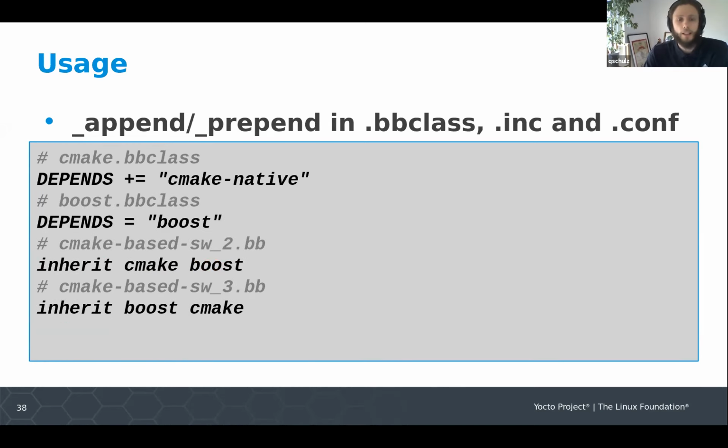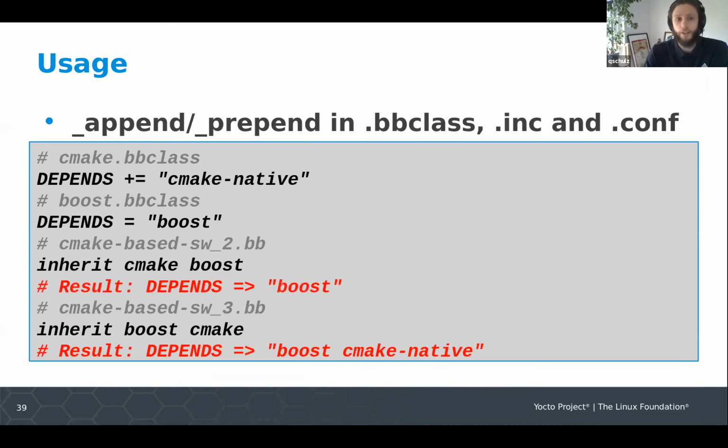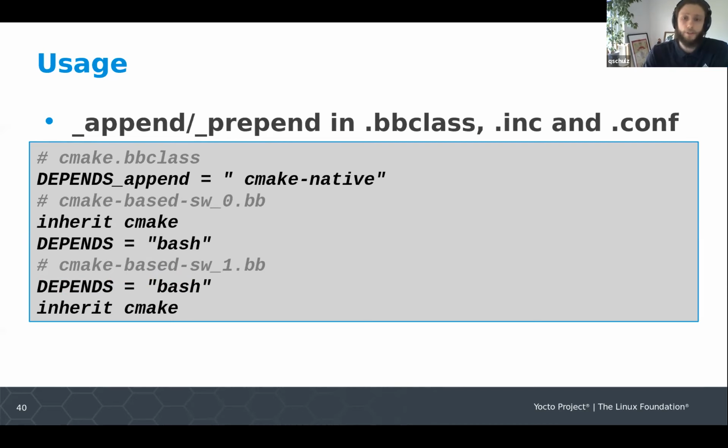And to make it safe, use append or prepend, and this should make it possible to be safe on that side. And the same issue happens when you have two different classes that are inherited, in which case the order in which they are inherited changes the outcome of the parsing. And if you use _append, then it's going to be just fine, whatever the order is.